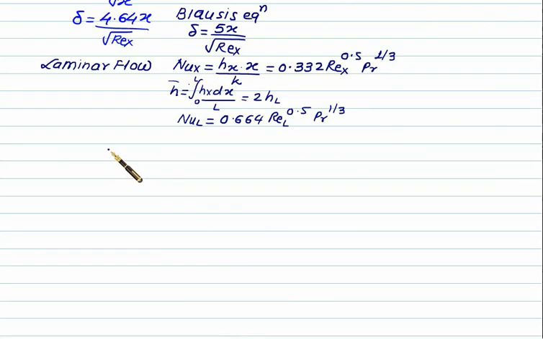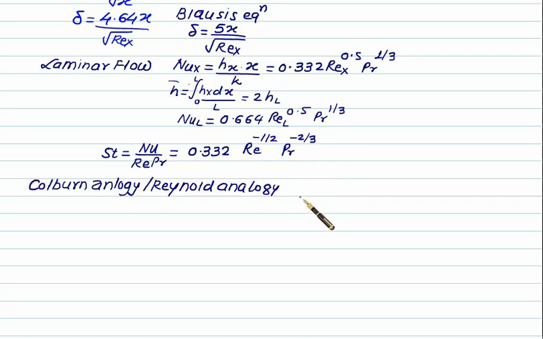The Stanton number, which is basically the Nusselt number divided by the Reynolds number and the Prandtl number, with the same relation, is equal to 0.332 Reynolds to the power minus 1/2 Prandtl to the power minus 2/3. And if we use the Colburn analogy or the Reynolds analogy, in that case Stanton number into Prandtl to the power 2/3 is the same as the local skin friction coefficient Cfx divided by 2.